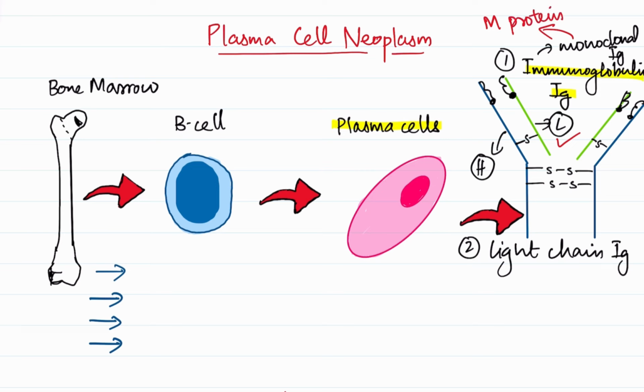So these are some of the features which occur in a plasma cell neoplasm. That is, first, there will be excess secretion of monoclonal immunoglobulins. There will be defective secretion of light chain immunoglobulins, or the light chain part, and they will aggregate to produce the M proteins inside the blood.